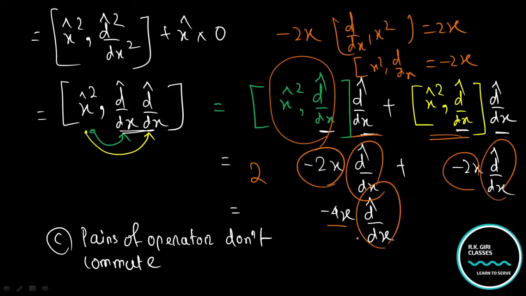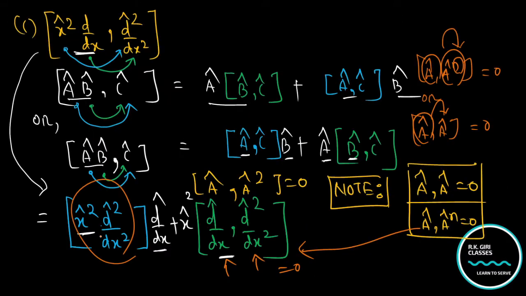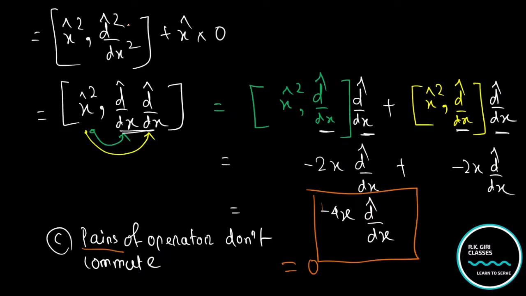Clear this point? Okay. So don't get confused by this numerical digit. That means your answer is like this. That means your answer is not equal to 0. That means these two pairs don't commute. Clear this point?